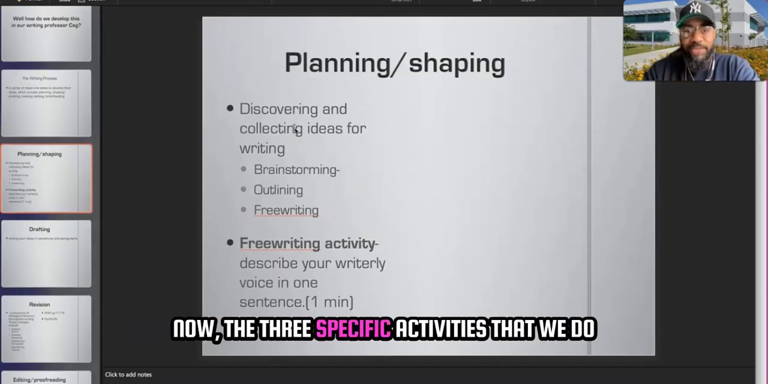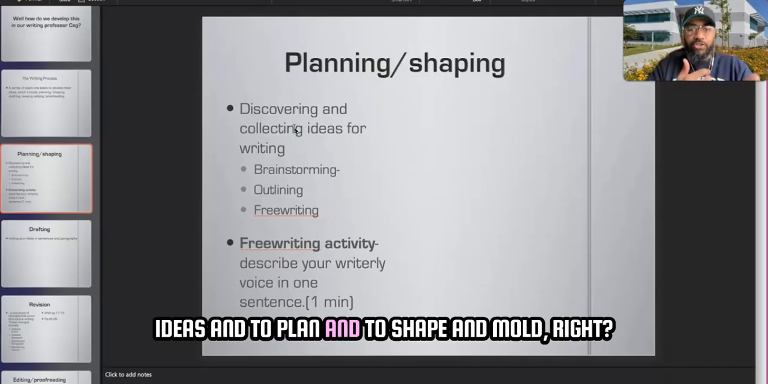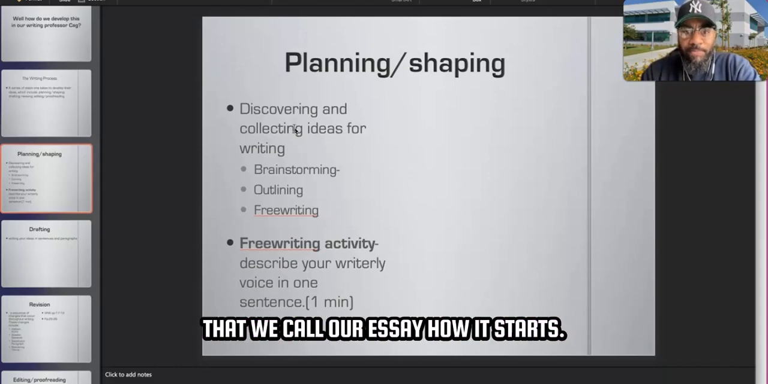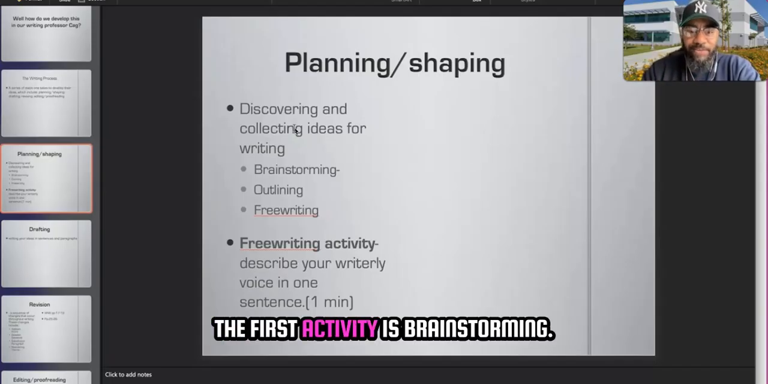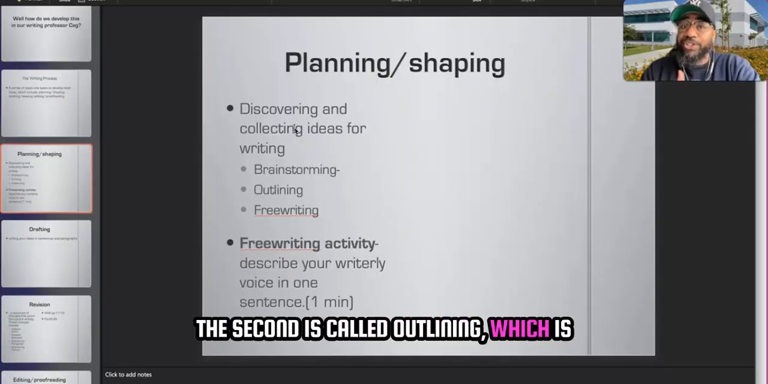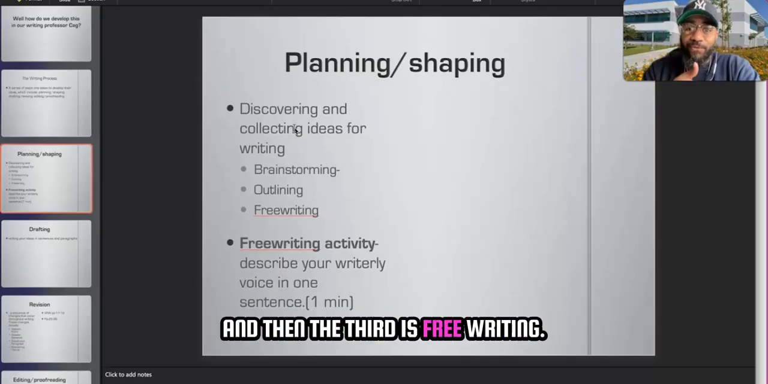Now, the three specific activities that writers do in order to gather their ideas and to plan and shape and mold, to refine this big, massive Mobius thing that we call our essay, is how it starts. The first activity is brainstorming. The second is called outlining, which is what we're here to talk about today. And then the third is free writing.